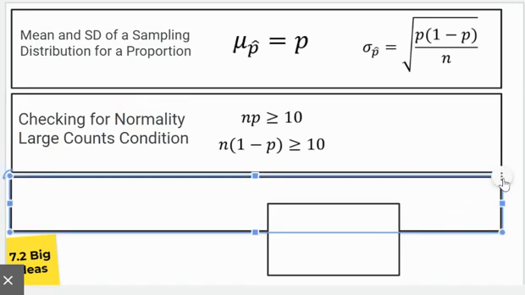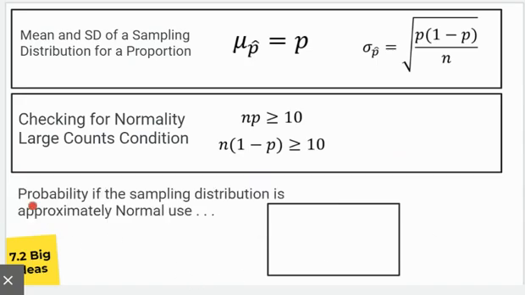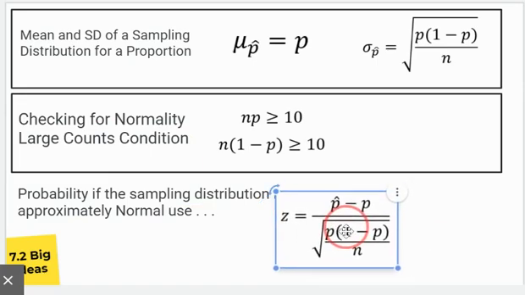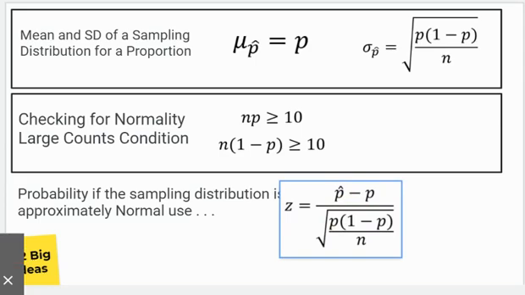So finally, the last thing that we want to look at is this. In order to find the probability if our sampling distribution is approximately normal by checking the large counts condition, we're going to use a z-score formula. And our z-score formula is this formula right here. We're going to take p hat minus p and divide by the standard deviation for our sampling distribution.